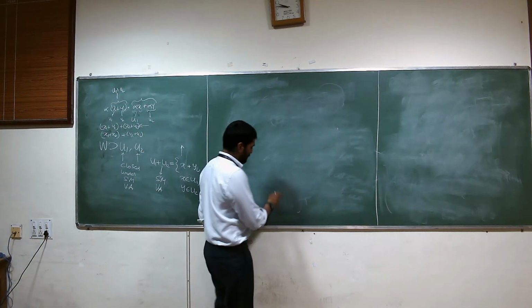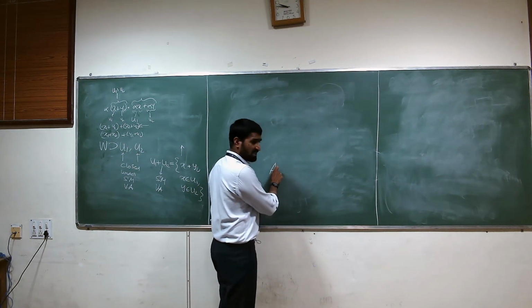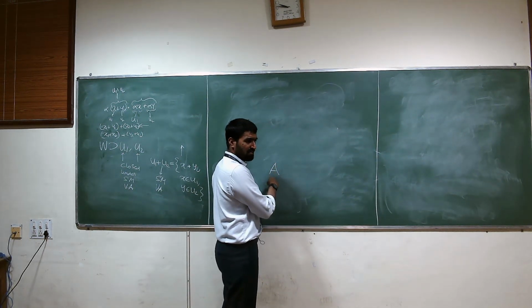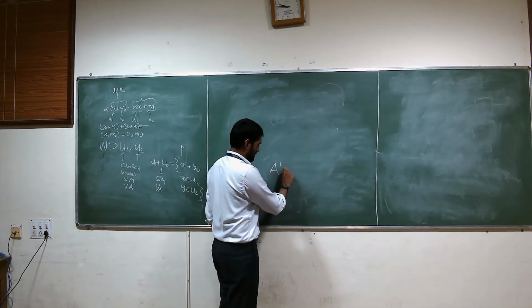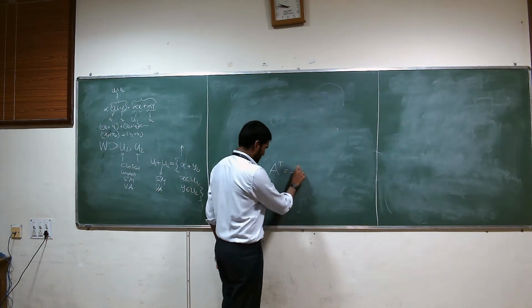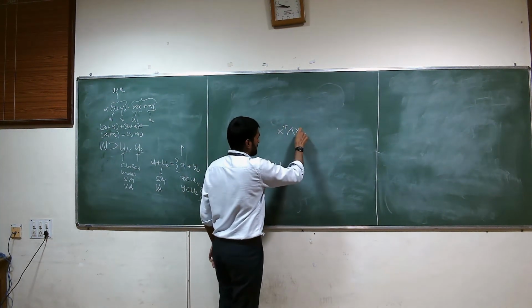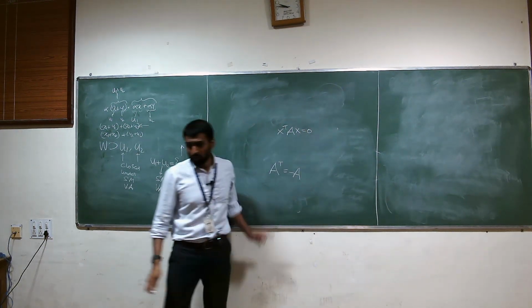Okay, here is a question for you. If you have a skew symmetric matrix A, what does skew symmetric mean? Not symmetric, skew symmetric. If you have a skew symmetric matrix, can you show that this is 0? How will you show that it's 0?